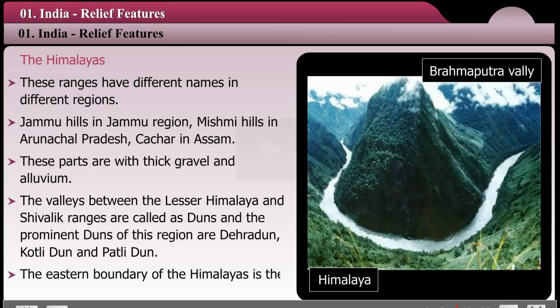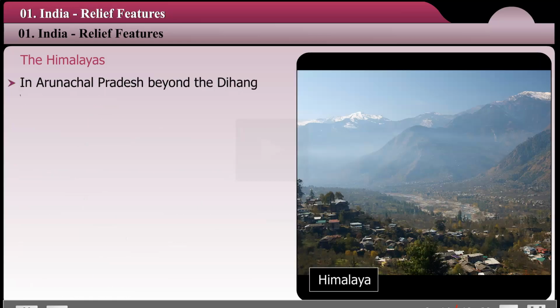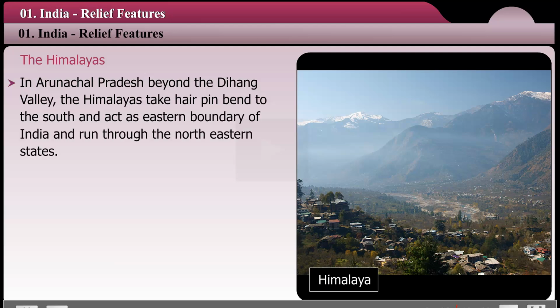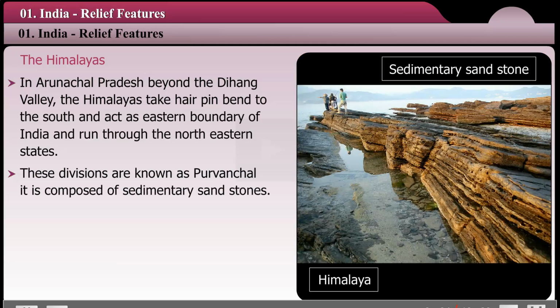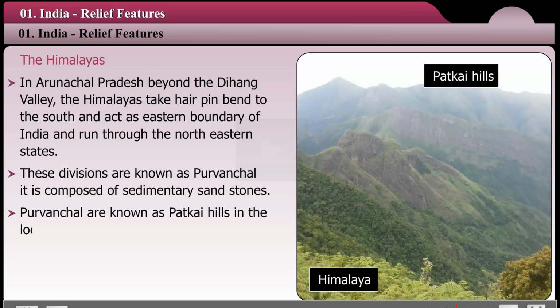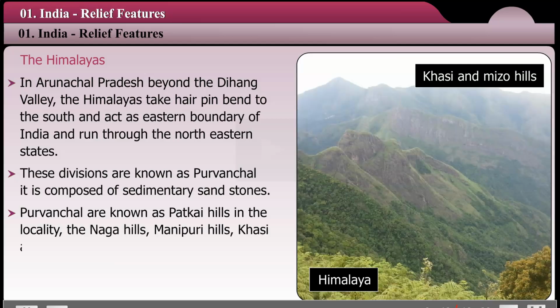The eastern boundary of the Himalayas is the Brahmaputra Valley. In Arunachal Pradesh, beyond the Dihang Valley, the Himalayas take a hairpin bend to the south and act as the eastern boundary of India and run through the northeastern states. These divisions are known as Purvanchal and are composed of sedimentary sandstones. Purvanchal are known as Patkai Hills in the locality, the Naga Hills, Manipuri Hills, Khasi and Mizo Hills.